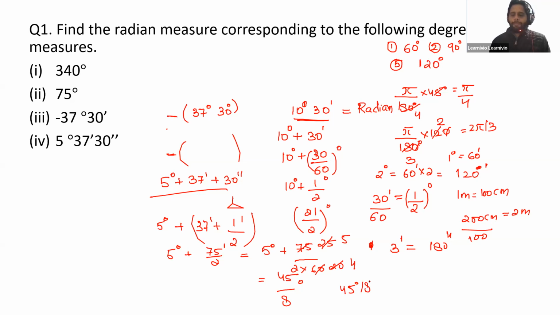Yusra and Hotika, are you both getting the same answer? 45 degree by 8. Sorry, 45 by 8 degree. Yes, sir. Okay, very good. Now please convert this into radian and share your answer. Krishna, very good. This is the last question of this type, okay?